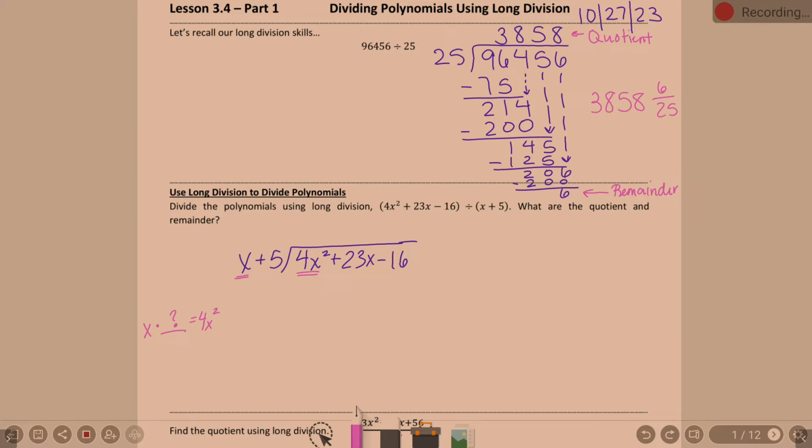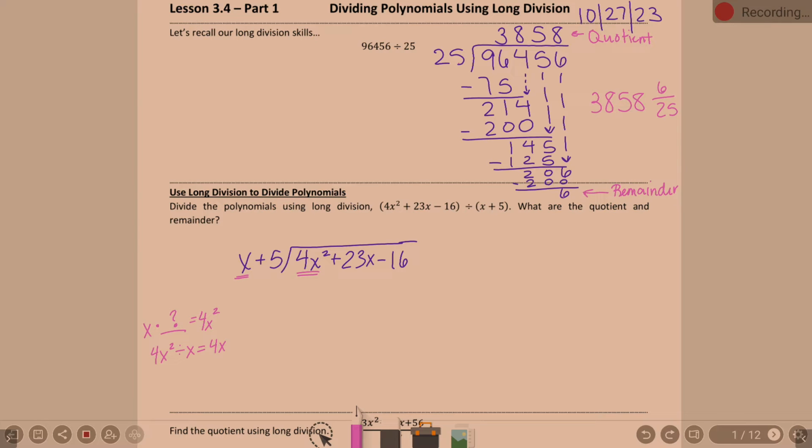Now, several people came up with the 4x pretty easily. Awesome, great. If you're thinking, whoa, how'd they come up with that? Like it's not clicking for you. What's the opposite of multiplication? Division. Ask yourself, what is 4x squared divided by x? And that is 4x.